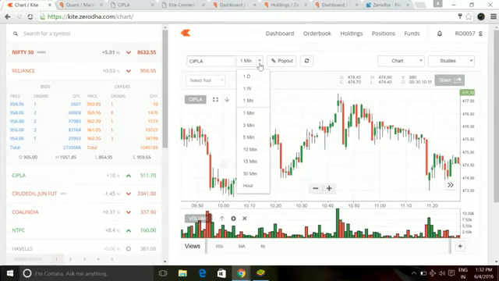Why does cover order square off at 3:22 instead of 3:20? As I said, see these square off times. There is no fixed time for this. One of these days it could happen at 3:23, it could happen at 3:19.